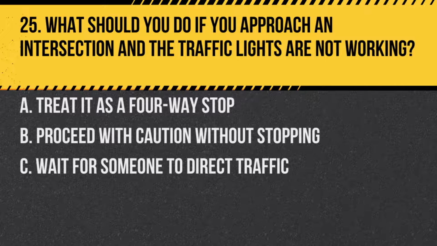Question 25. What should you do if you approach an intersection and the traffic lights are not working? A. Treat it as a four-way stop. B. Proceed with caution without stopping. C. Wait for someone to direct traffic. Answer: A. Treat it as a four-way stop. When traffic lights are out, the intersection should be treated as a four-way stop.